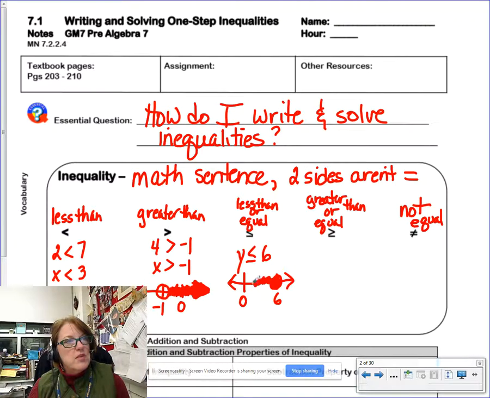Now we're going to the left because it's less than, this way, to the left. Fill in the arrowhead so it's obvious. Ta-da! Greater than or equal to. All right, so let's say I have z greater than or equal to, what?